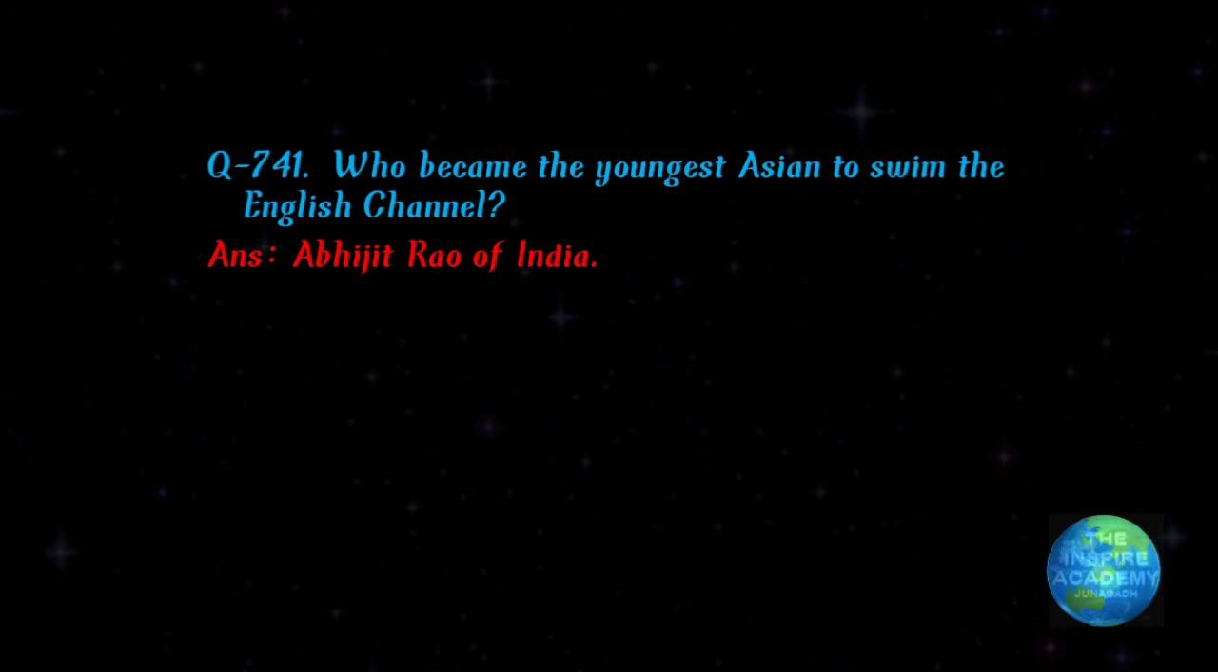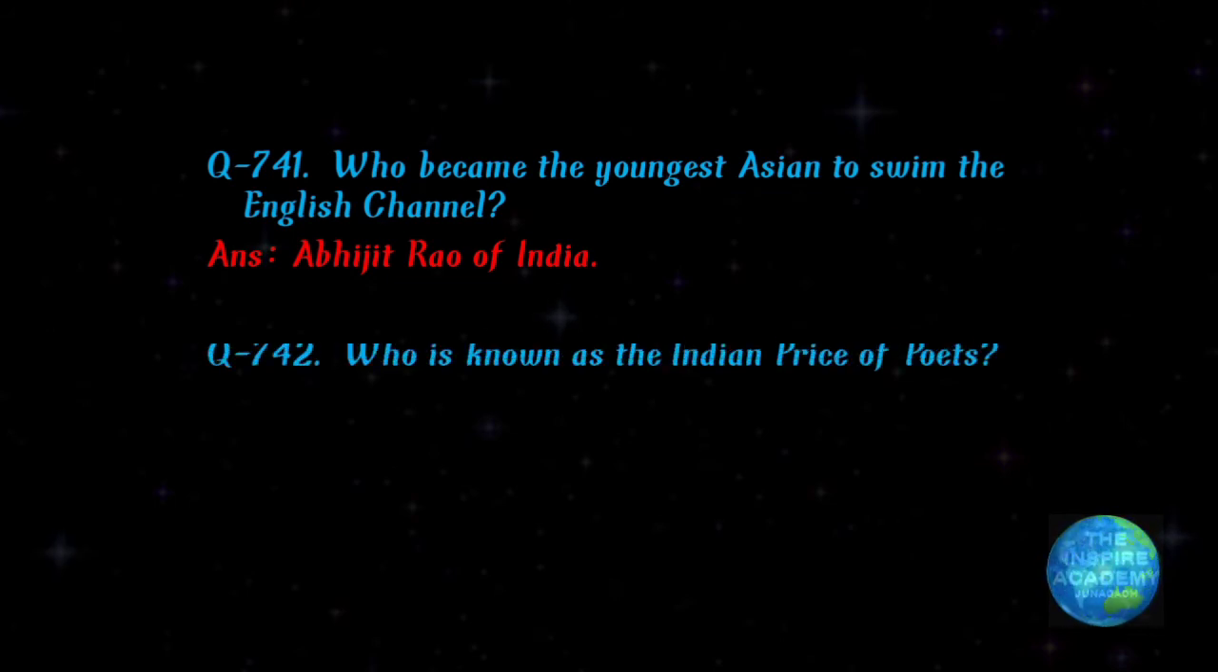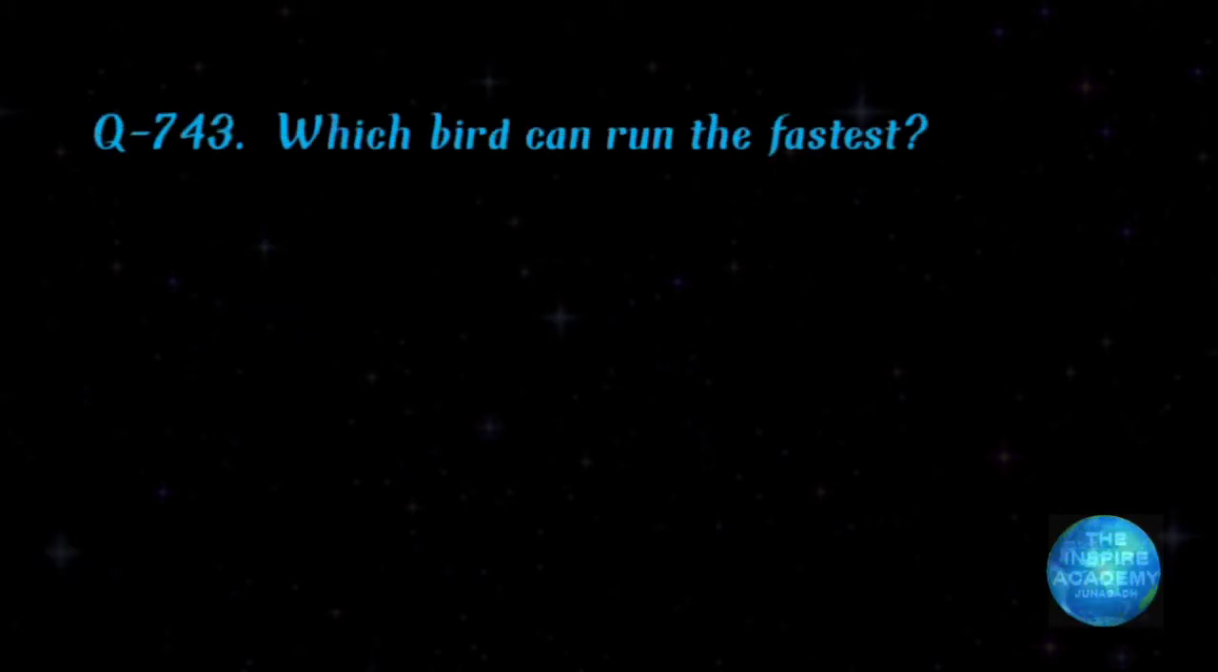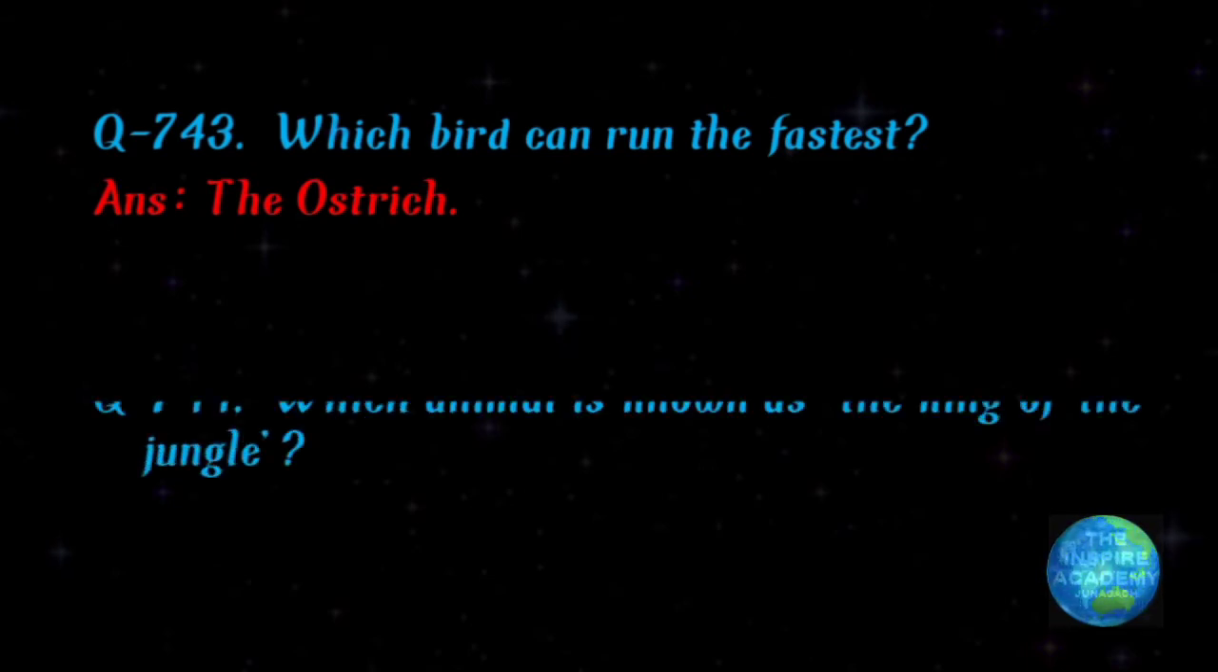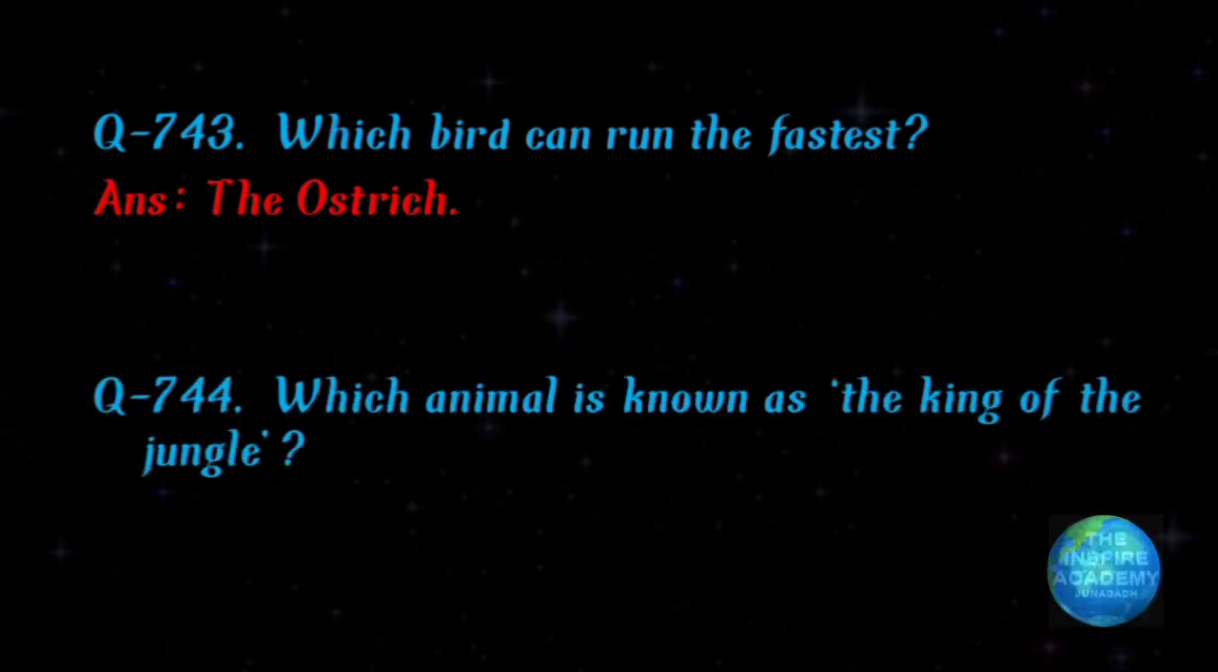Who became the youngest Asian to swim the English Channel? Abhijit Rao of India. Who is known as the Indian Prince of Poets? Kalidas. Which bird can run the fastest? The ostrich. Which animal is known as the king of the jungle? The lion.